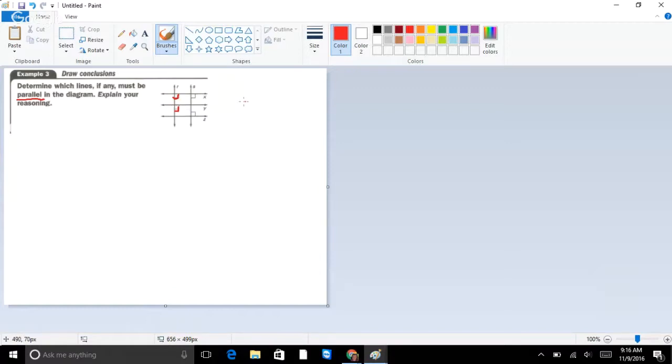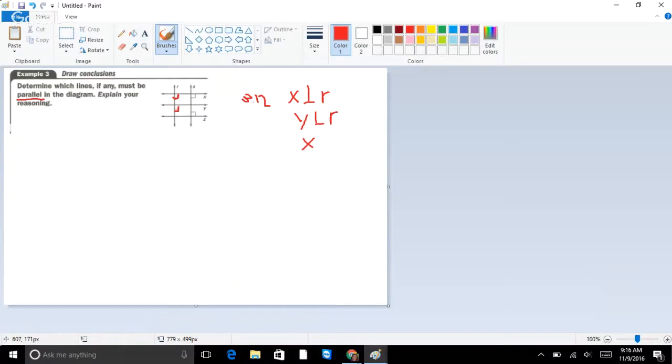So by theorem 3.12, the second theorem we just talked about, right? Theorem 3.12. Oh, I'm going to get my pen out here. By theorem 3.12, we could say that since X is perpendicular to R and Y is perpendicular to R, that means that X is parallel to Y.